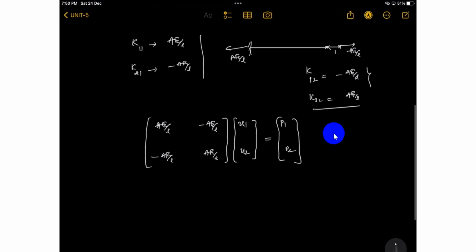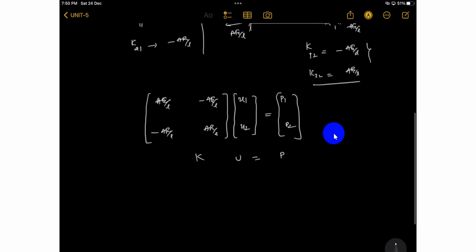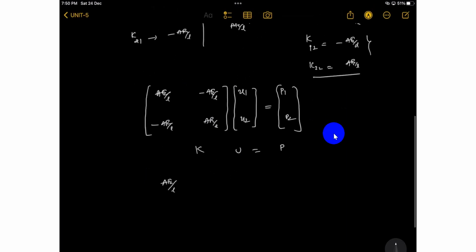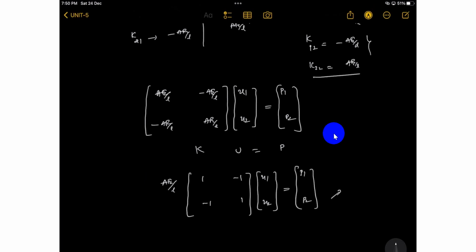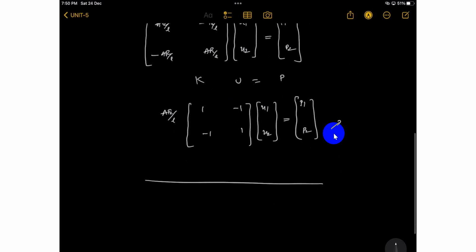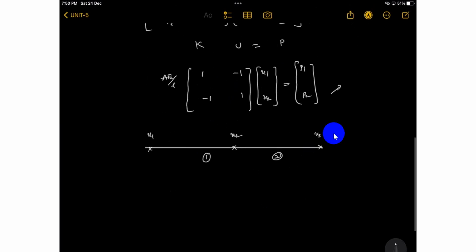So k u equals p. Otherwise you can write AE by L times the matrix 1, minus 1, minus 1, 1, times u1, u2, equal to p1, p2. Now see these two axial elements, with nodal displacements u1, u2, u3, elements 1 and 2. They have characteristics A1, E1, L1 and A2, E2, L2.